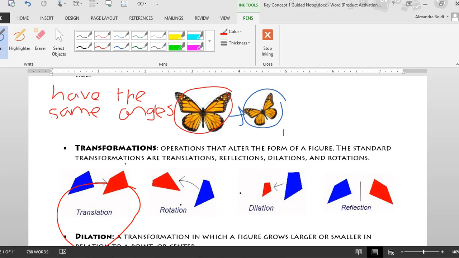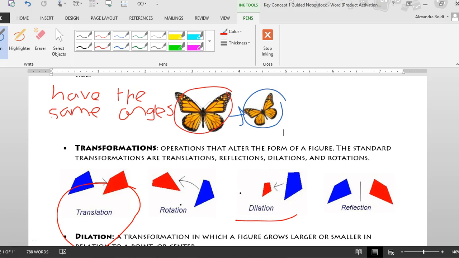A dilation is getting bigger or smaller. I kind of like to think of it as you get closer to something, right, it gets bigger. It hasn't changed shape. It has just changed size. Also think about how if you look at your eyes, a pupil dilates. So if you close your eyes for a long time and then open them all of a sudden, you'll see your pupil get bigger and smaller. It's not changing shape. It's just changing size. And finally, a reflection.